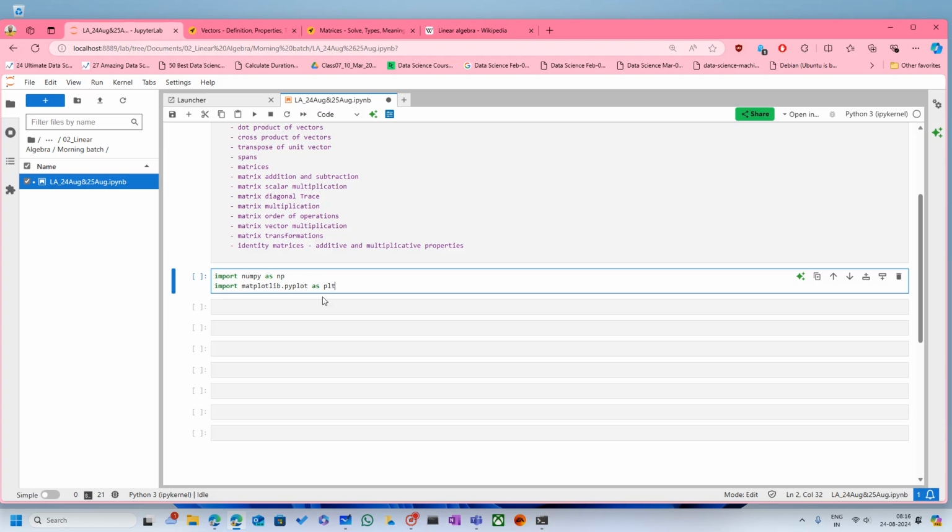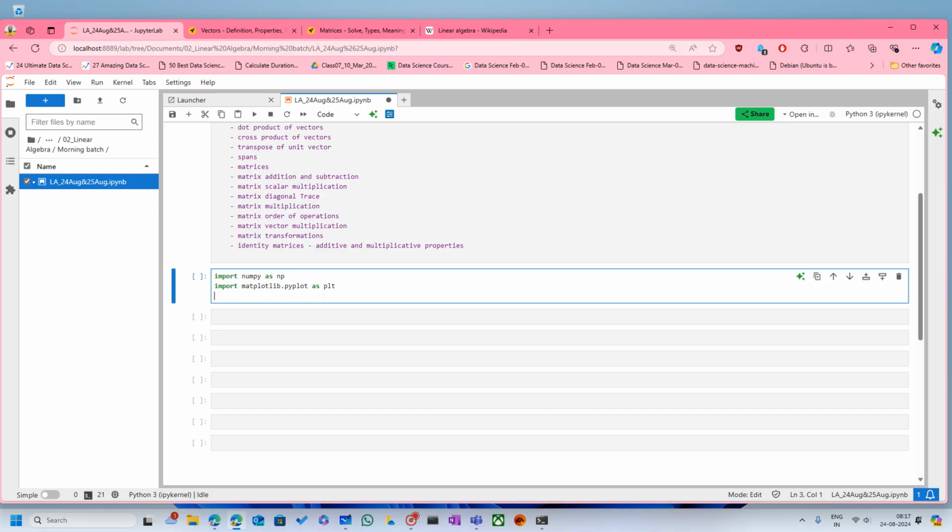So that I'm going to import as plt, or, never mind, I will import like that only, so that you also can get used to the same terminology. Okay, I will import this.